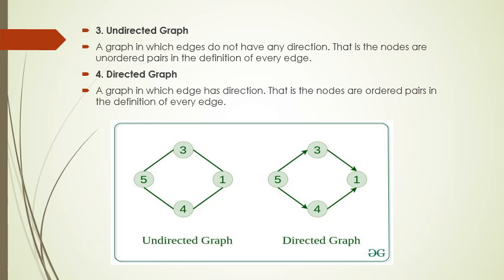The fourth one is the directed graph. A directed graph is one in which each edge has a direction, that is, the nodes are ordered pairs in the definition of every edge. We can see the diagram of the directed graph. It has arrows representing the directions. These are the differences between undirected and directed graphs.